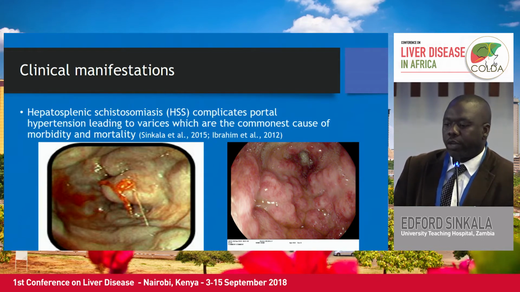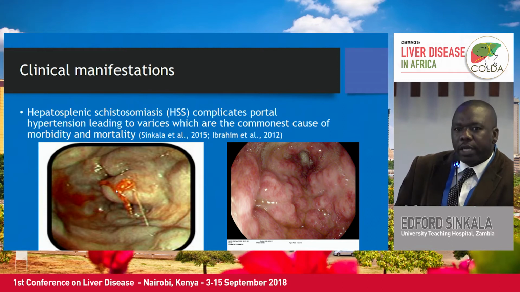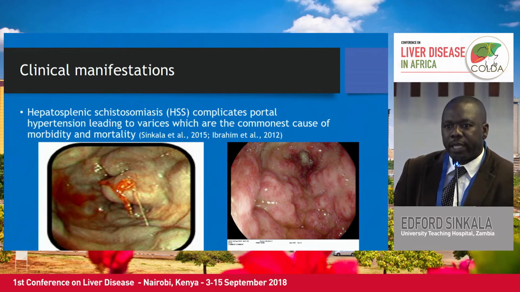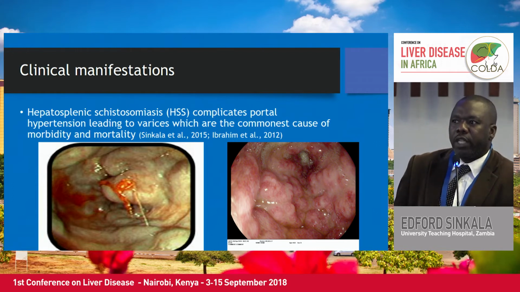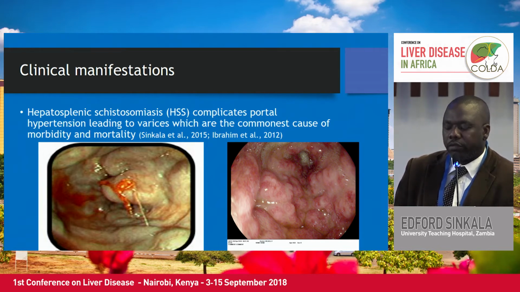Some present with what we call portal gastropathy. So this is the commonest cause of admission in our setup. Of course, some patients are admitted because of anemia and things like that. The anemia comes in because they have massive splenomegaly and they tend to have hypersplenism, and then they will present with pancytopenia because of pooling in the spleen. Some will present because they have repeated variceal bleeding. So this is the commonest cause of morbidity and mortality.